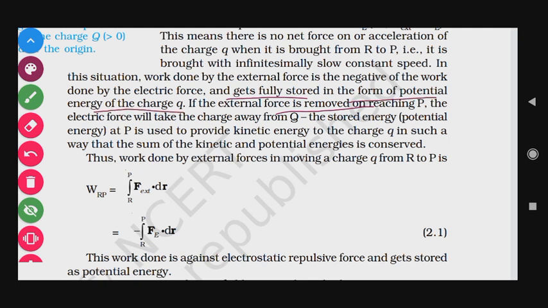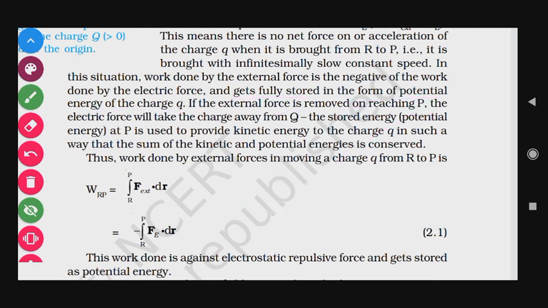As I told you in the gravitational example, if we take a mass to a certain height, that work is stored as potential energy. Similarly, here we are doing work against that electric field, so that work is stored in the form of potential energy, electrostatic potential energy in this case. I hope this is clear to you.